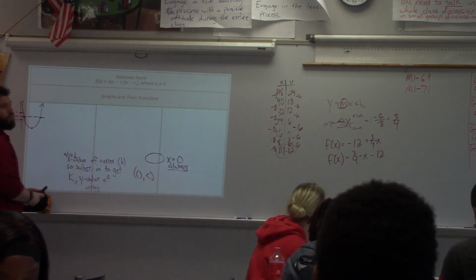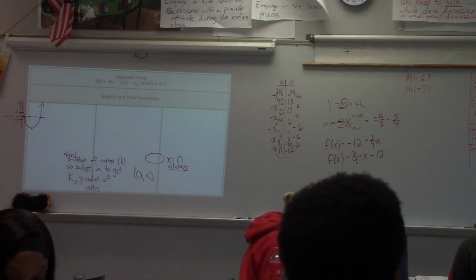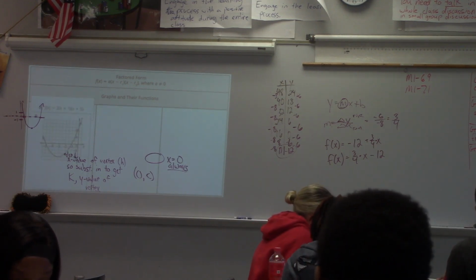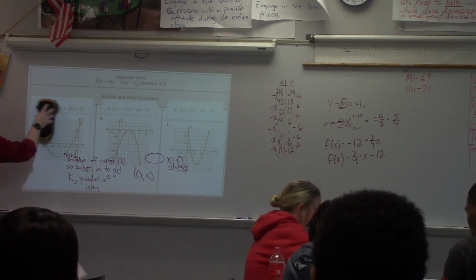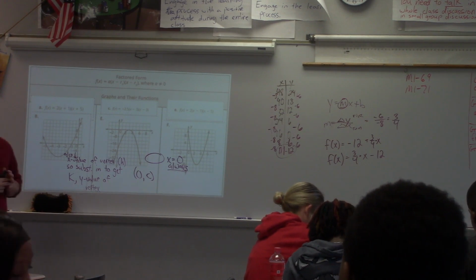So factored form is nice and easy because, and this is the next page, we're literally multiplying factors that have those roots. We had graphs B, E, and F identified last week. So B, E, and F.